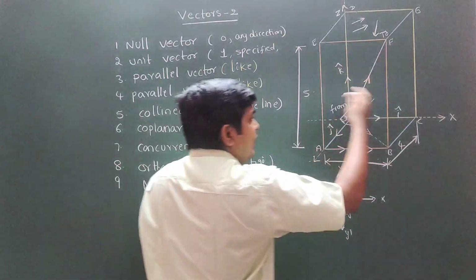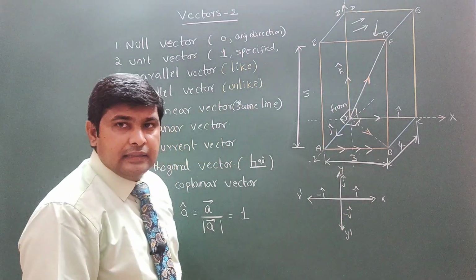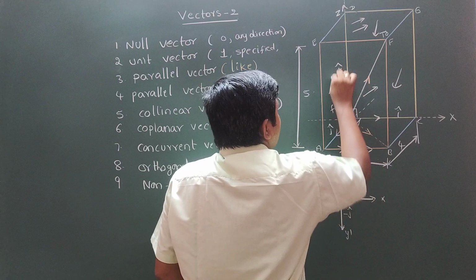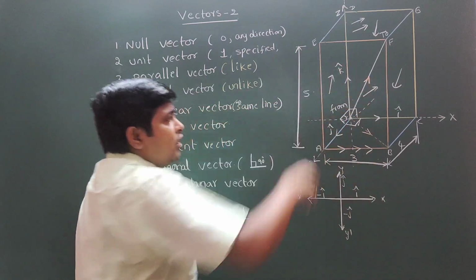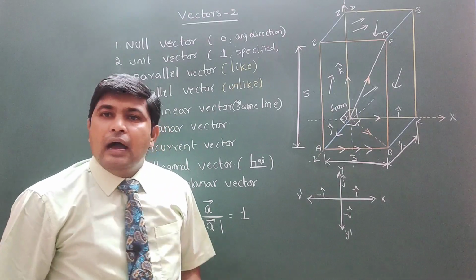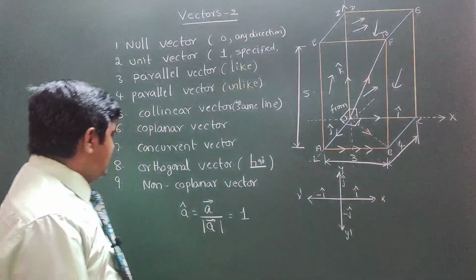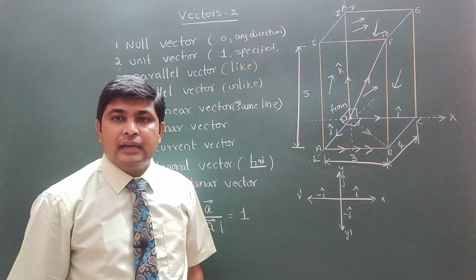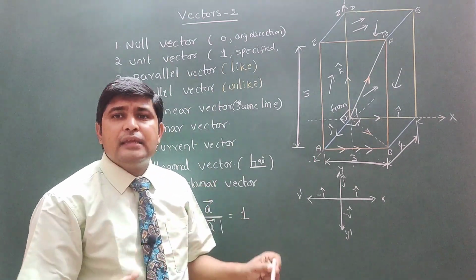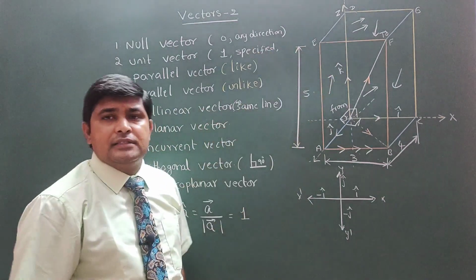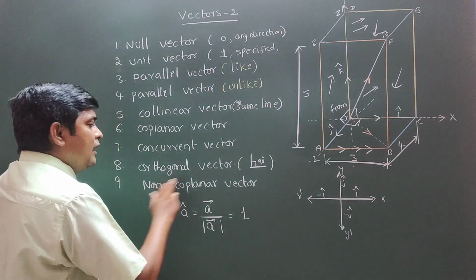Now let's go to the non-coplanar vector. We have already told you 6 planes are there. One vector is here, another vector is in this plane, another in this. If I want to connect all these 3 vectors, I can connect them with this non-coplanar vector, because they are not lying in the same plane. They are lying in different planes, that's why they are called non-coplanar vectors.